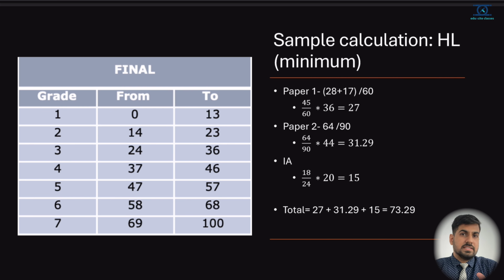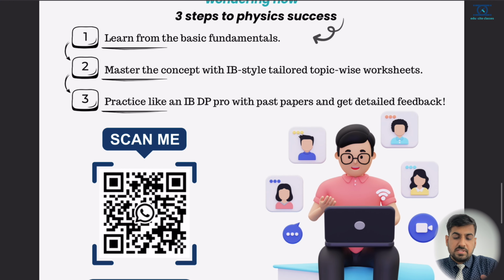And now, how to get this 7 throughout your DP journey? These are the 3 simple steps for your physics success. The first: learn from the basic fundamentals, because the data booklet is already provided in the question paper for paper 1, 2 and all the papers, so you can use the formula booklet. So there is no need of remembering the formulas. The IB will ask you questions based on your conceptual understanding. So learn the basics from the fundamentals.